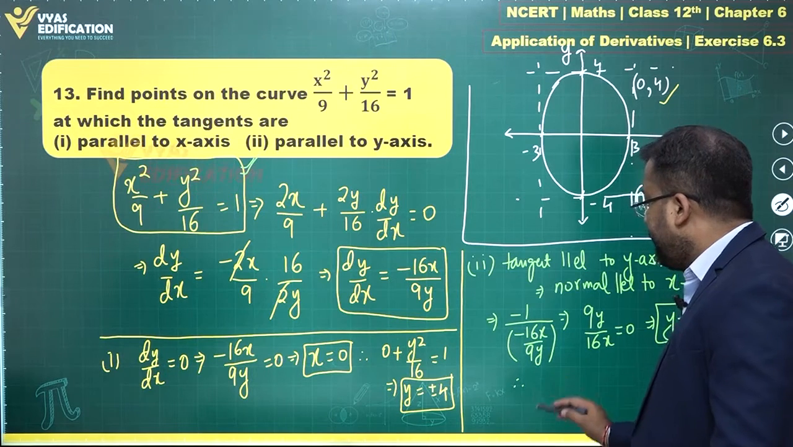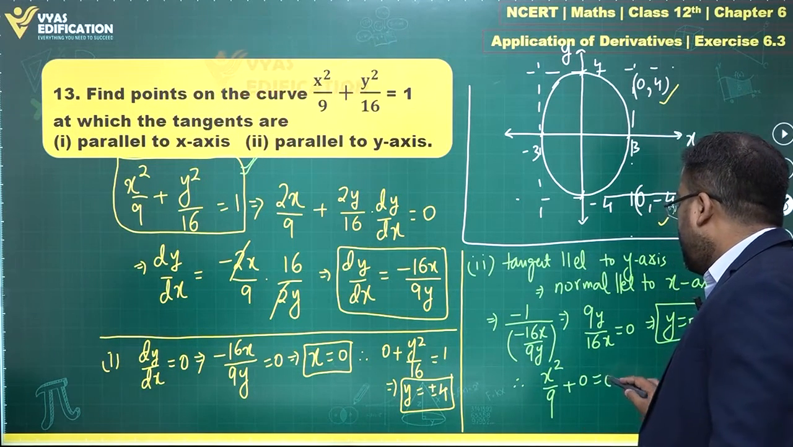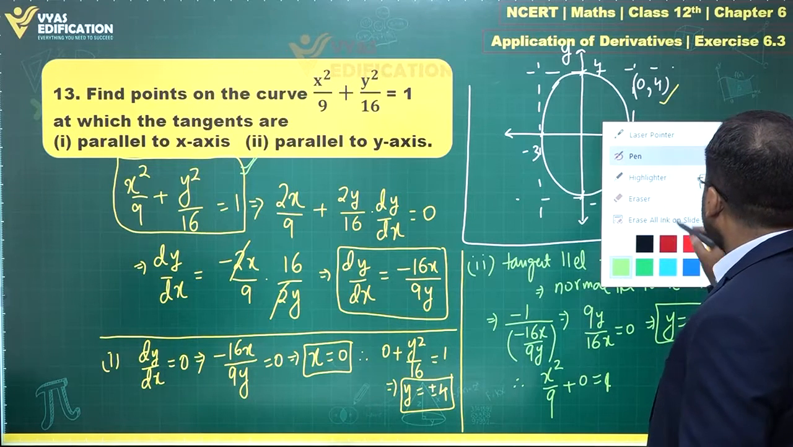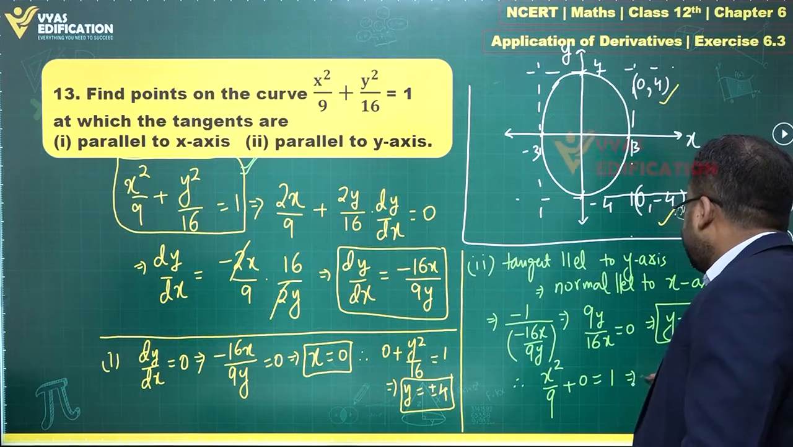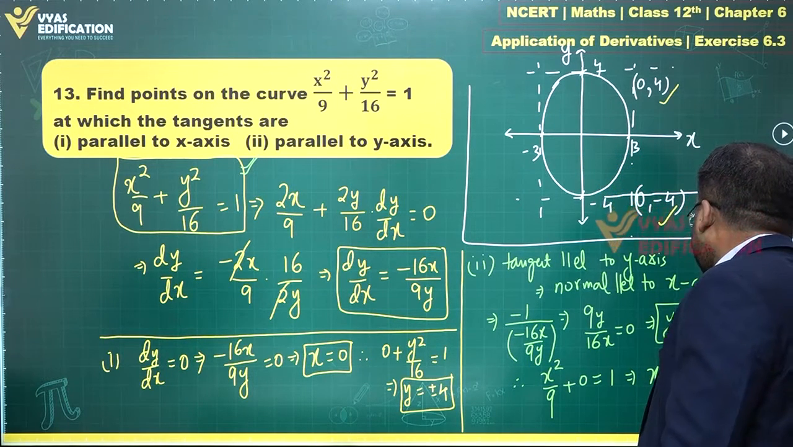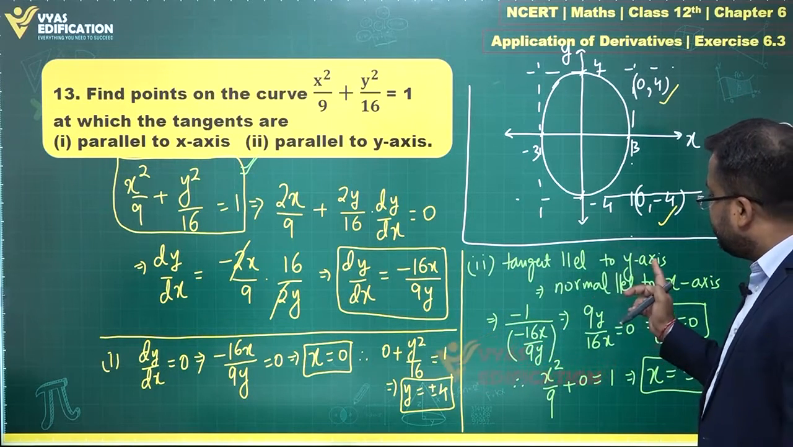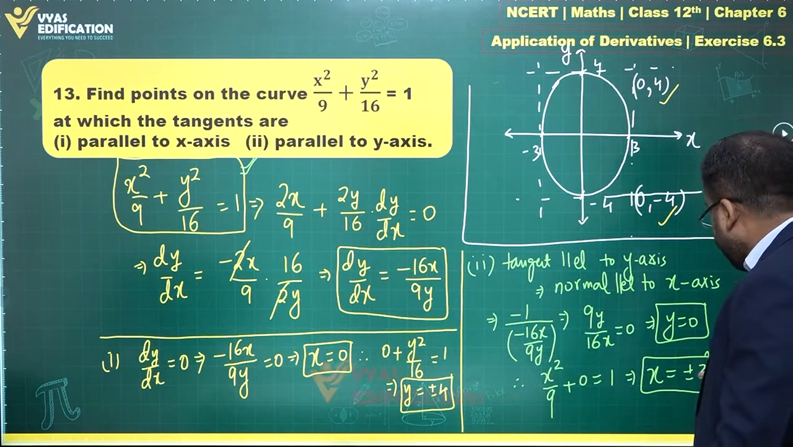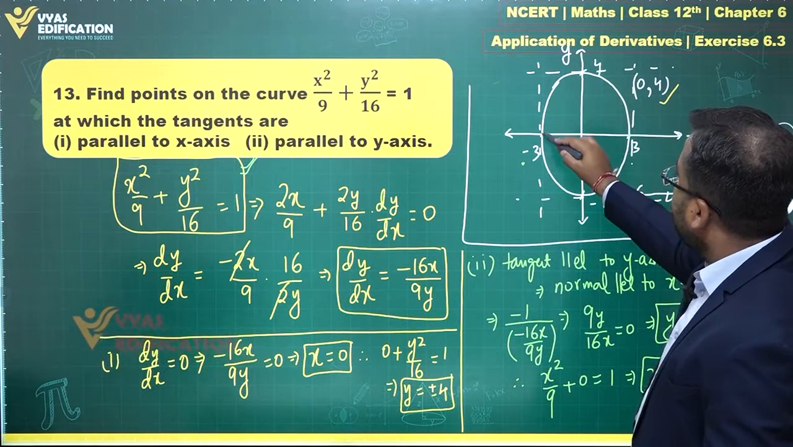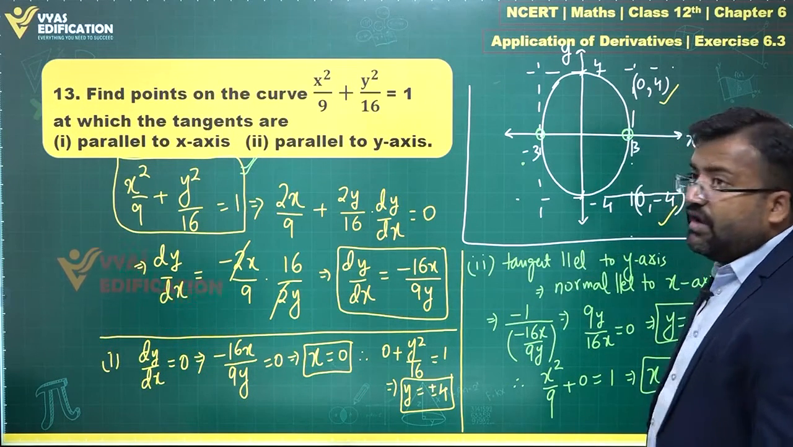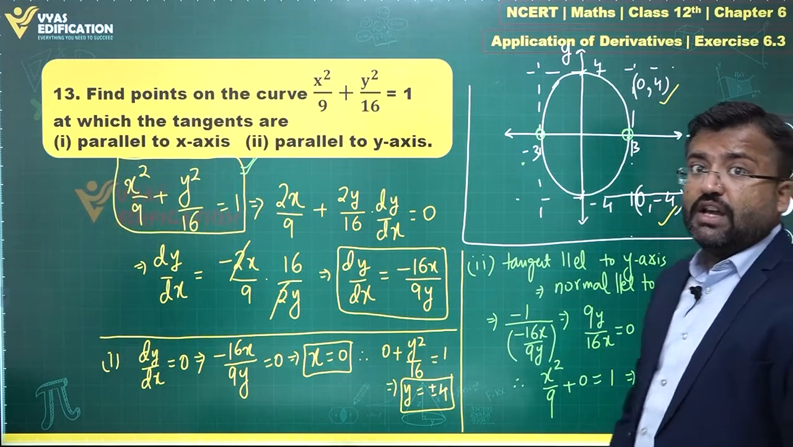Yes. Therefore, x square by 9 plus 0 is equal to 1 over here, right? And this tells me x equals plus or minus 3. The 2 points at which the tangent is parallel to the y-axis will be (3, 0) and (-3, 0). These will be the 2 points at which tangents are parallel to the y-axis. That's what we have over here, and that's all in this question, as you can see.